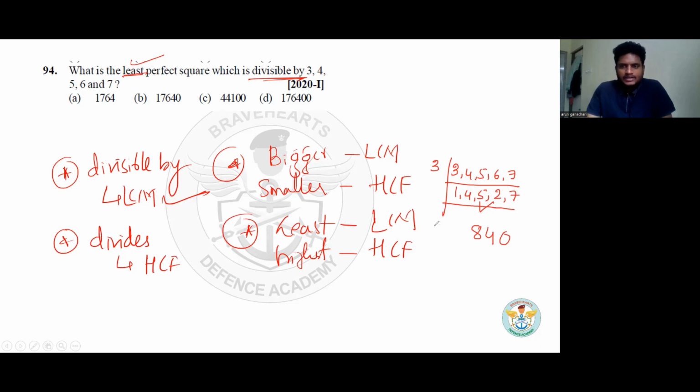840 is the LCM, but 840 is not a perfect square. What is the meaning of perfect square? A perfect square is a number which is exactly the product of the same number twice. Your 16 is 4 and 4, so I can write it as 4 into 4. 25 is what? 5 into 5. Getting this?